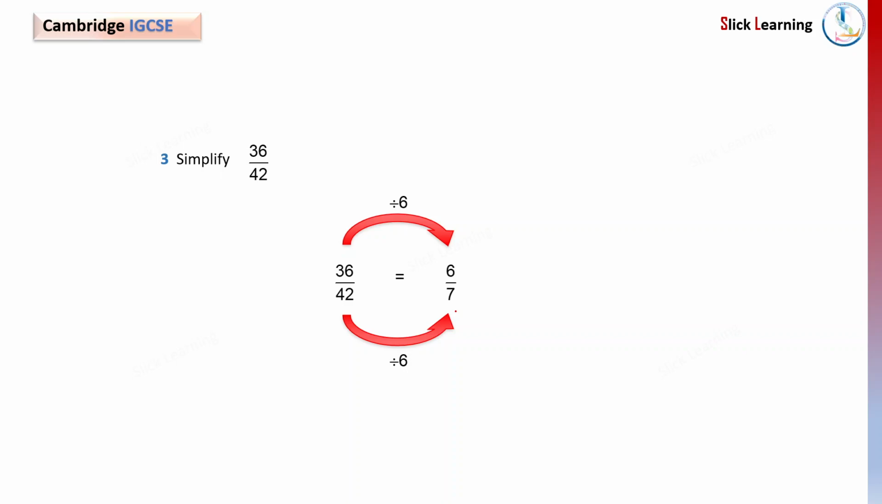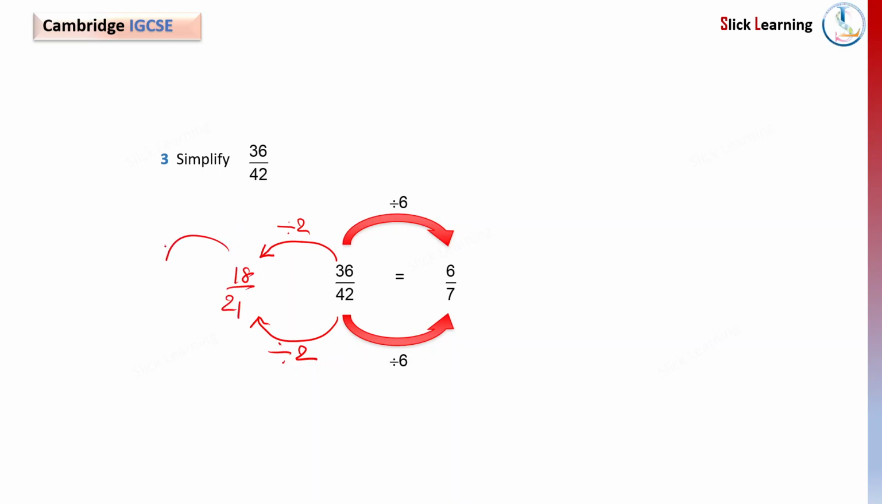Now here we are dividing by the highest number, but if you are not dividing by the highest factor, you may divide in a multi-step process. Suppose you first divide by 2, because 2 is a factor of 36 and 42, so you get 18 over 21.